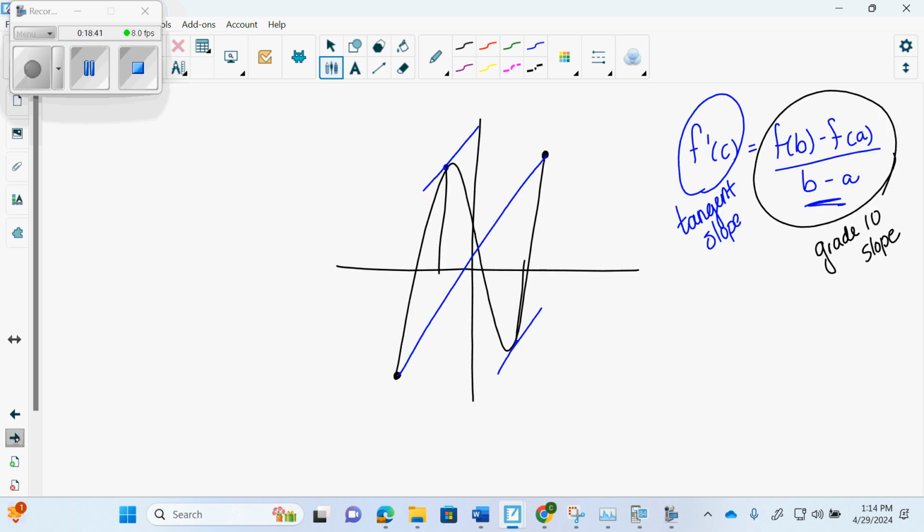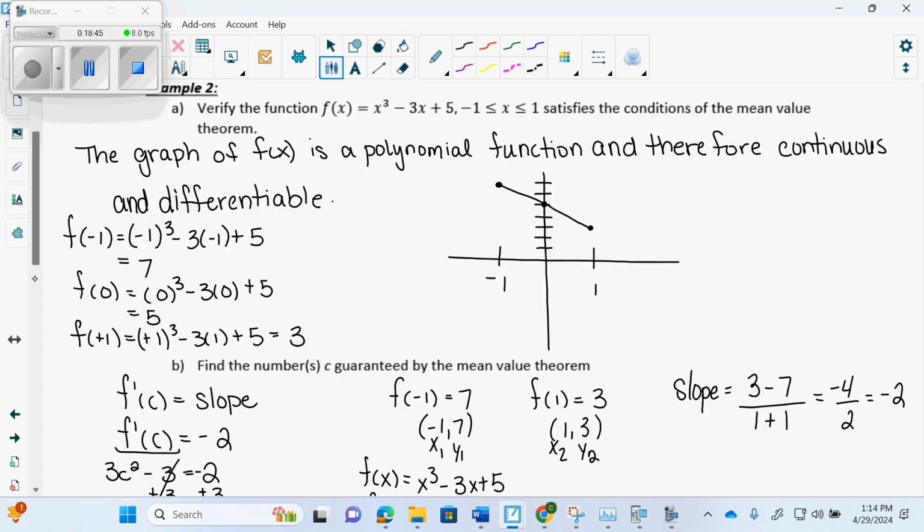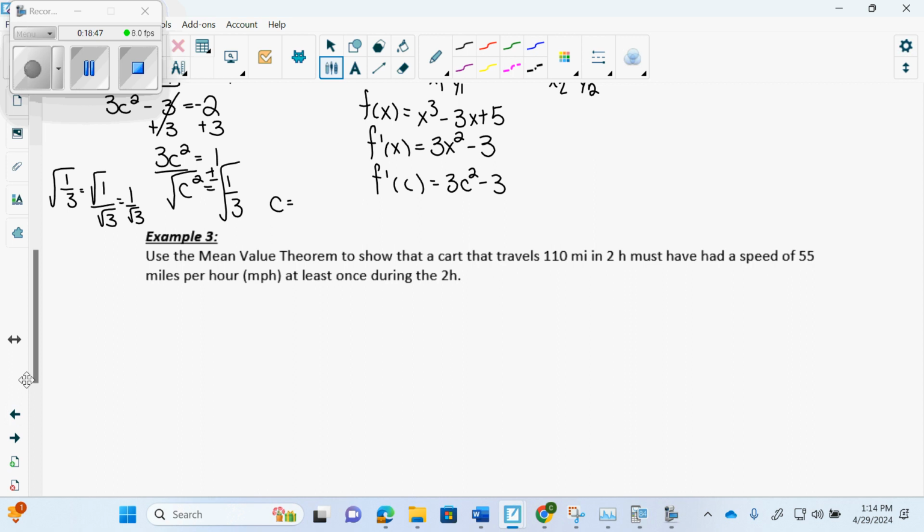All right. I don't even know where I just was. Here we are. So this one's going to be positive 1 over root 3 and negative 1 over root 3. What is negative 1 over root 3?